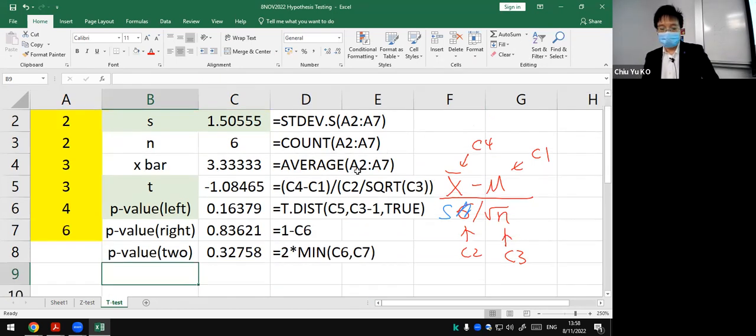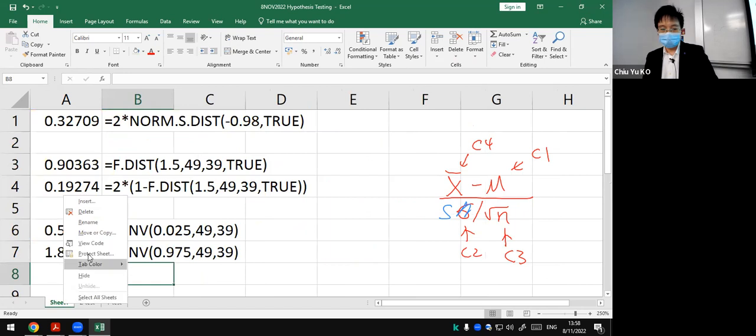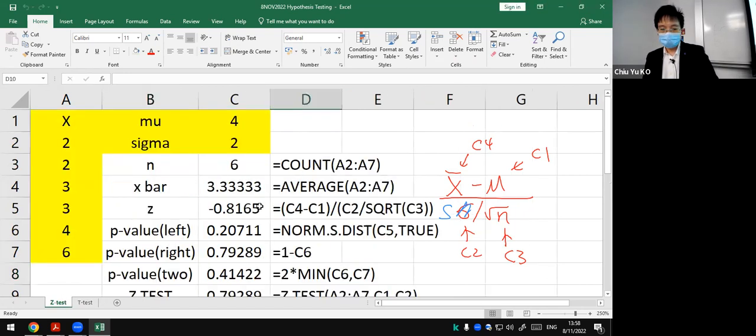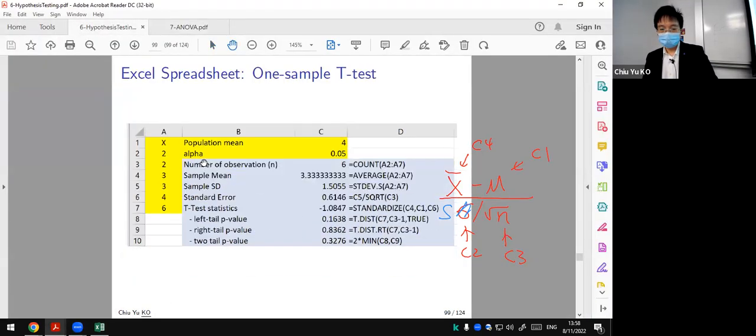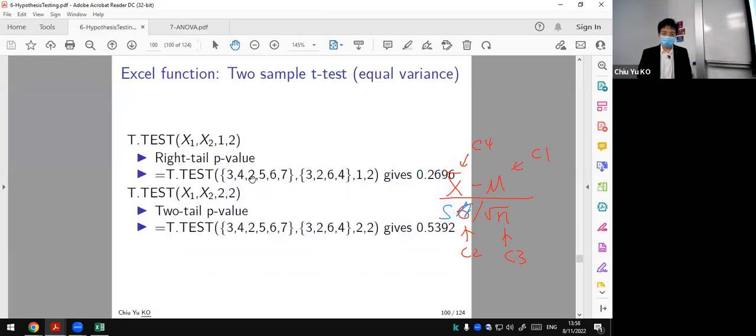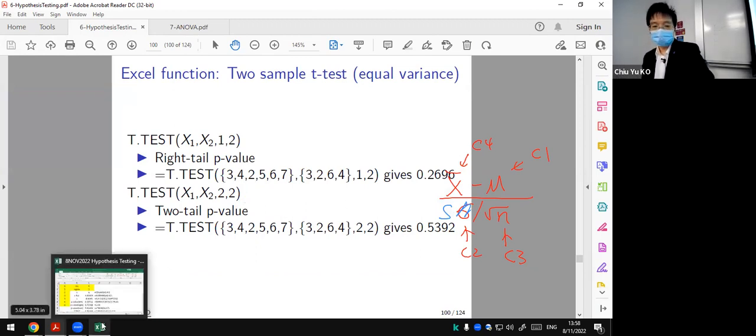The next thing that I want to talk about is the function we call the two sample T.TEST. This one actually covers all the things we want to cover. So let's see how we can do that.